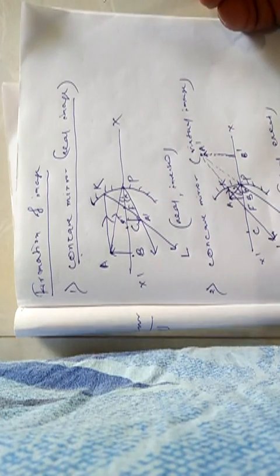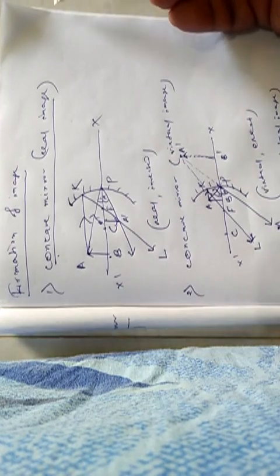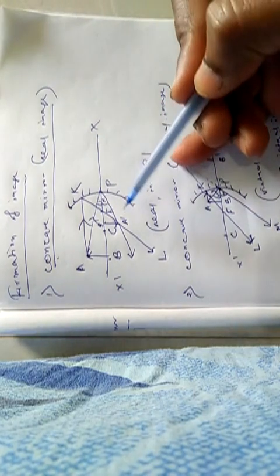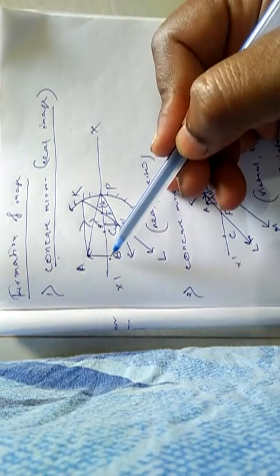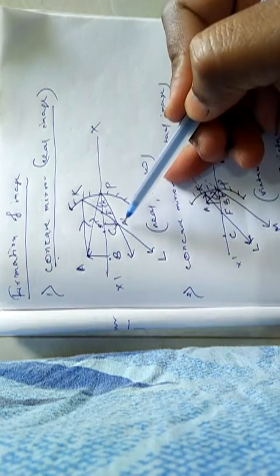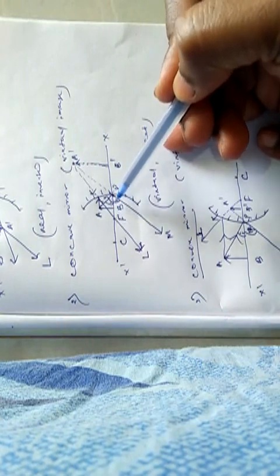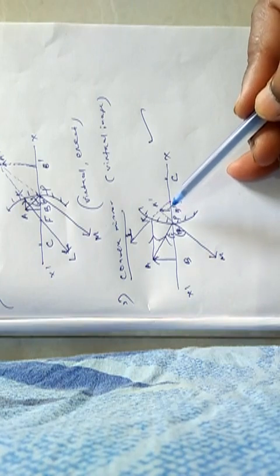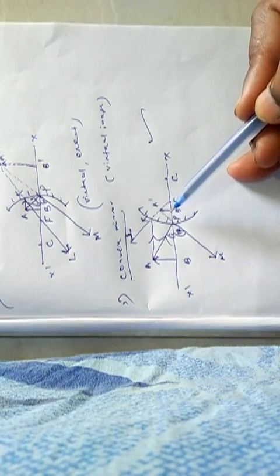Last class we discussed formation of image by spherical mirror. We discussed how concave mirror produces real image. If the object lies beyond center of curvature, concave mirror produces real image. If the object lies between pole and focus, concave mirror produces virtual image. And we have discussed convex mirror, virtual image.